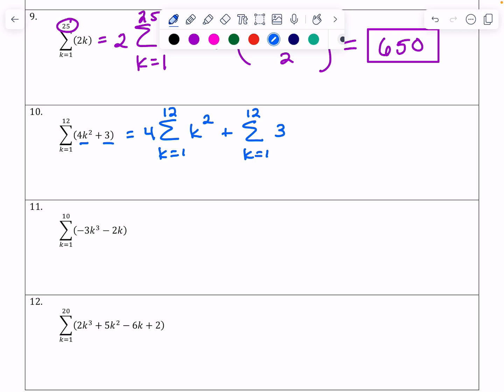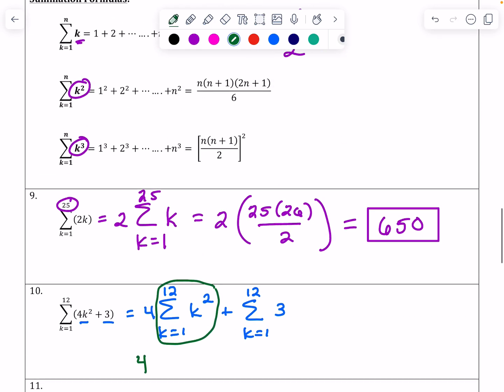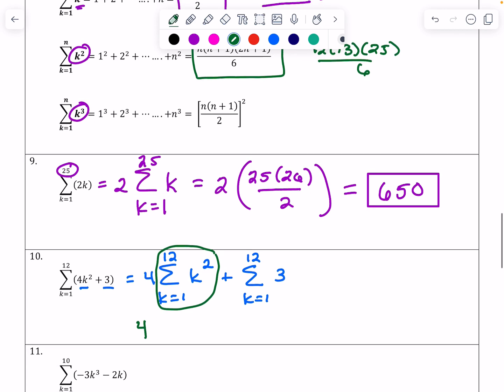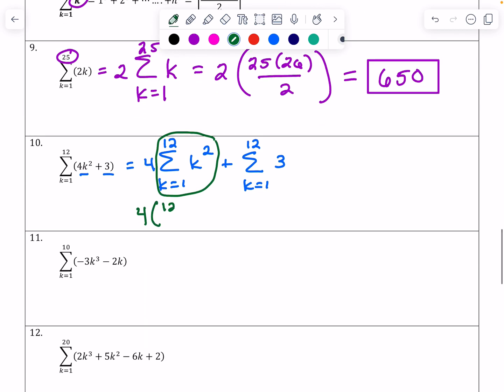So let's use our formula here. I'm going to have 4 times whatever the summation formula is for k squared. As a reminder, that's this long one up here: n times n plus 1 times 2n plus 1 over 6. Now in this case, n is 12. So that's going to be 12 times 13, 2 times 12 is 24 plus 1 is 25, over 6. So that's what I'm going to put down here: 12 times 13 times 25 over 6. Don't forget we're going to multiply it by 4.